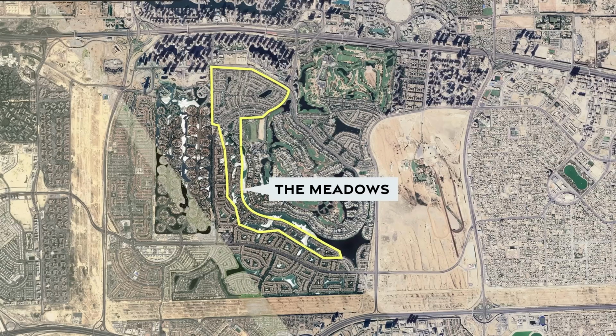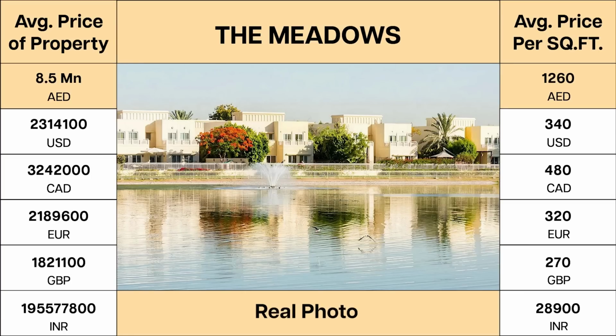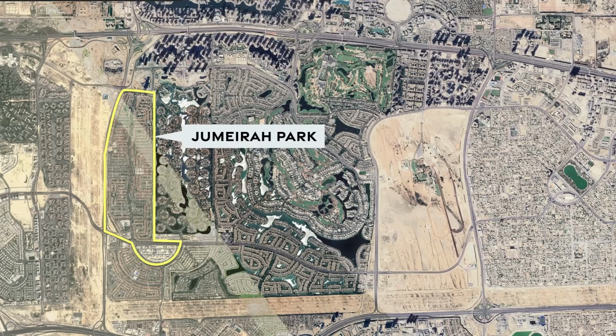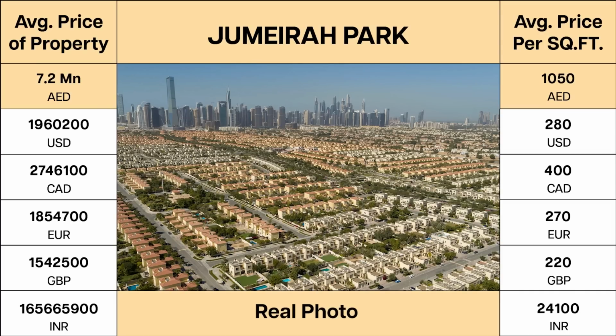Another part of Emirates Living is what is called Meadows. These are the independent villa units. Average price per square foot is at 1260 dirhams and an average unit price at around 8.5 million dirhams. Jumeirah Park is one of the existing communities next to Jumeirah Islands, which was developed by Nakheel and completed in 2014. Average price per square foot is at 1050 dirhams with an average unit price at around 7.2 million dirhams.